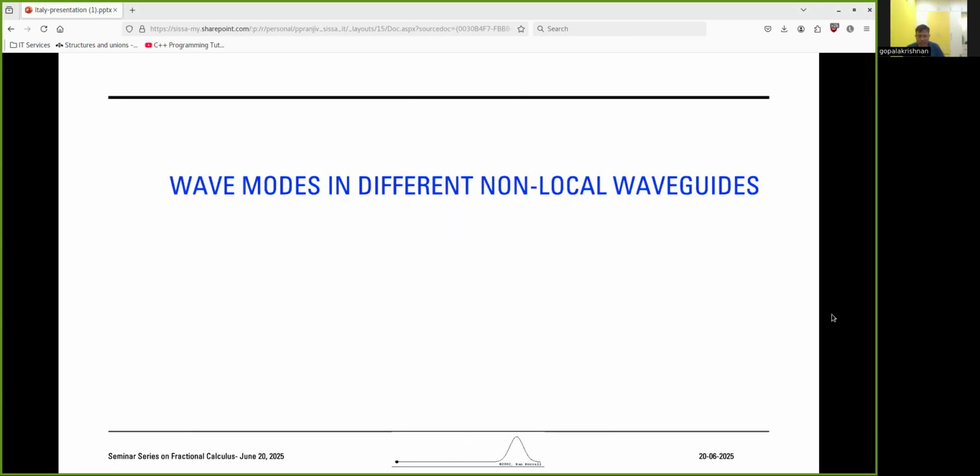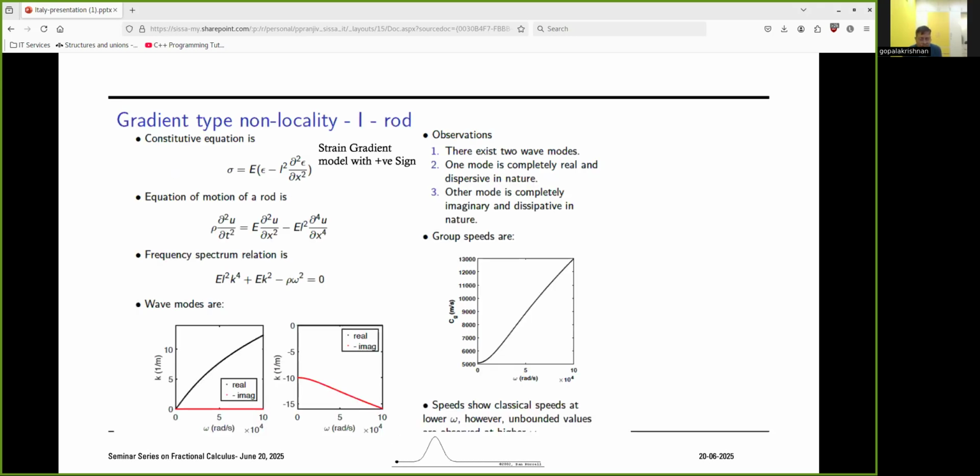So now let us look at some of the wave modes in different waveguides. I've taken a few examples here to show that. Next. So this is a simple strain gradient model.